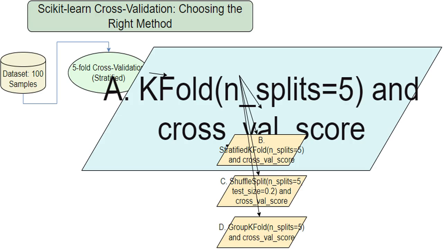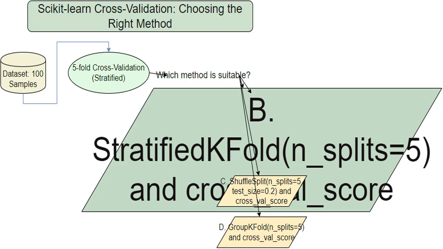Option A uses "k-fold", which divides data into folds but doesn't guarantee that the class proportions are maintained in each fold. "cross_val_score" is a general function to get cross-validated scores. Option B uses "stratified k-fold", which is specifically designed for stratified sampling, maintaining class proportions. "cross_val_score" will calculate the scores across these stratified folds. This is the correct method.